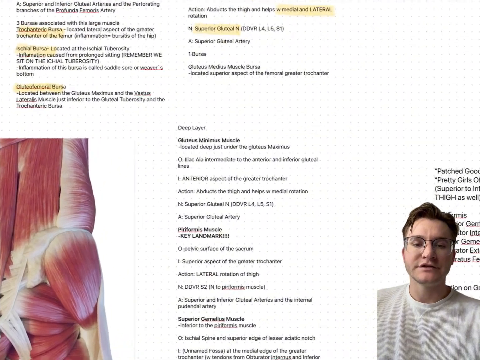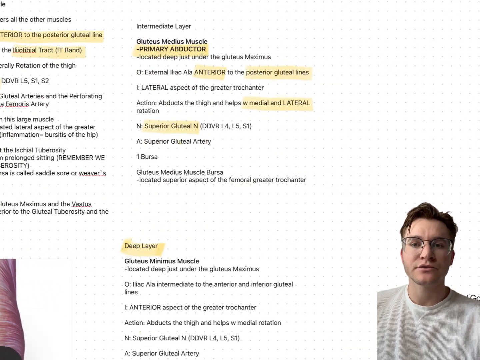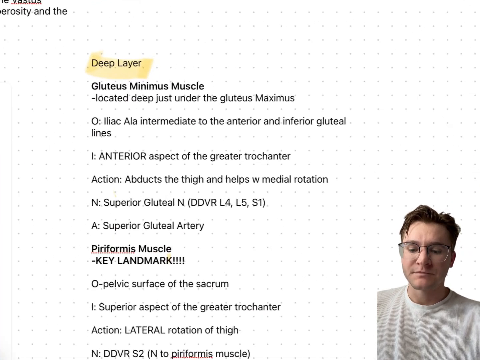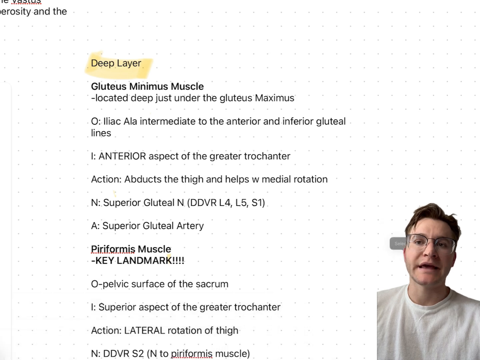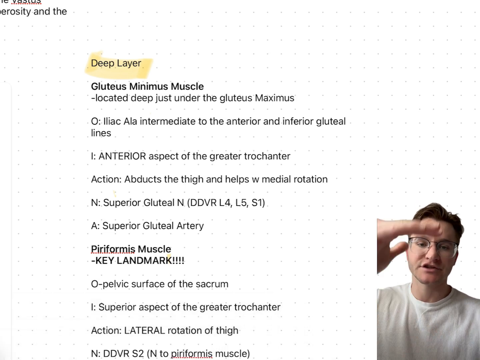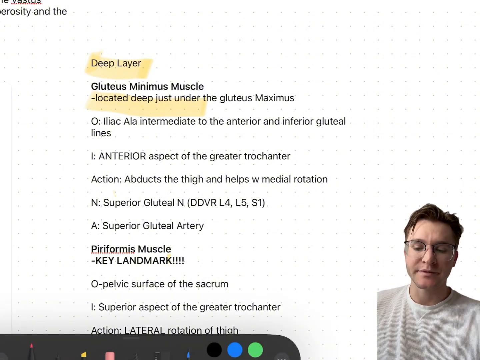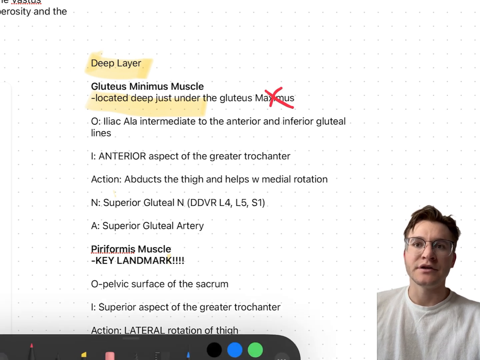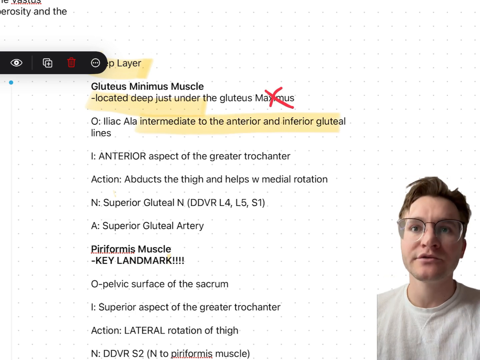All right, now we have our deep layer of the gluteal region muscles, and the final gluteal muscle is the gluteus minimus muscle. It's the smallest of our gluteal muscles, and its origin is also on the iliac ala, intermediate to the anterior and inferior gluteal lines, so that's just inferior to the other two. Its insertion is going to be the anterior aspect of the greater trochanter, and I didn't make a mistake there. It should be deep, just under the gluteus medius muscle, not the maximus muscle.